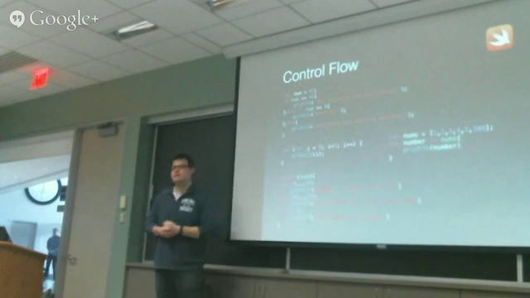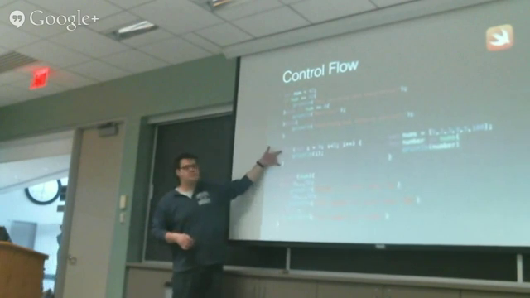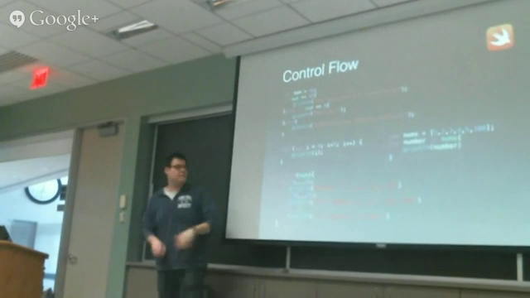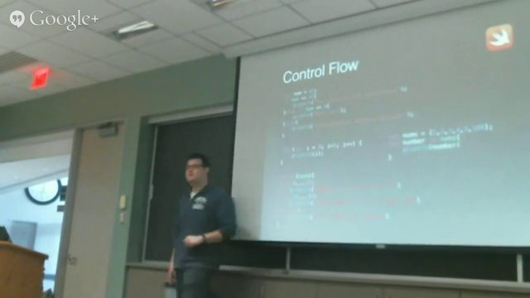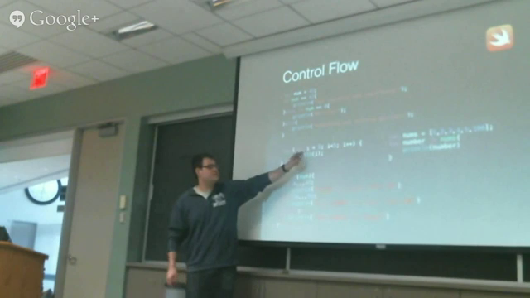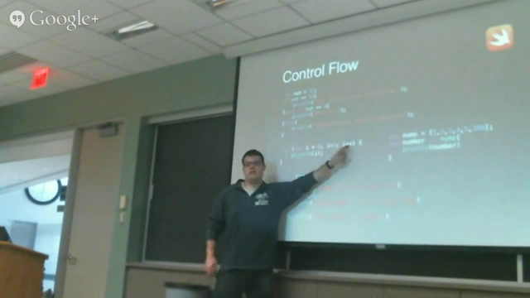For loops can be declared just like in C. Yet again, though, these parentheses aren't actually necessary. So it's initialization, condition, and then increment.